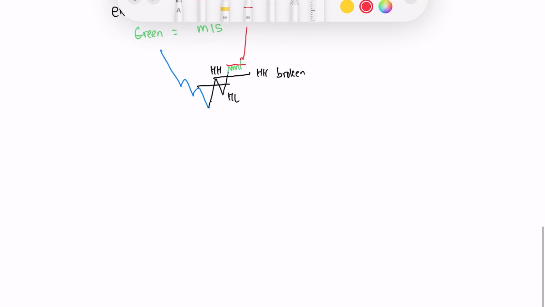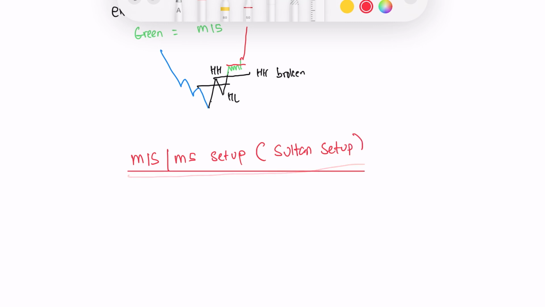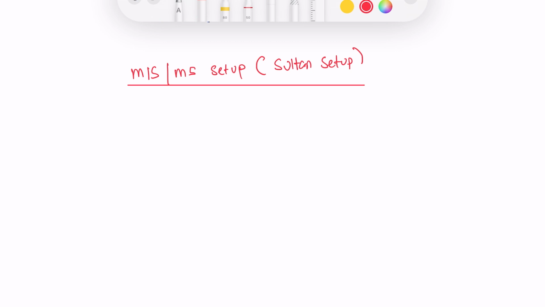Meaning, let's just assume M15, M5 setup. We call it Sultan setup. Let's assume M15 is doing something like this. We have a red candle, 2 red. So we are able to see price is consolidating. Blue. Then we have 1 red. Then all of a sudden we have this candle that makes a breakout.